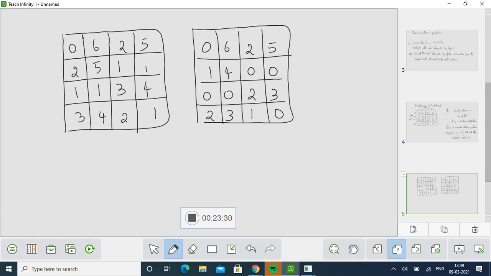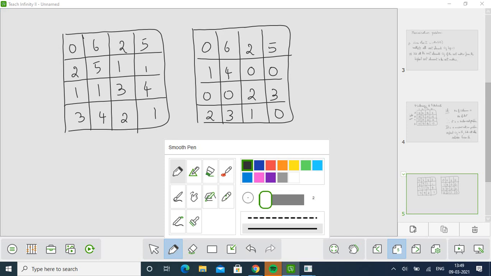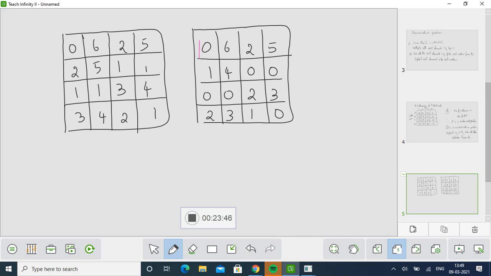Or is it resolved? Try to allocate 0 from each cell here. See, there is only one 0 here, so I choose this. There is only one 0 here, so I choose this. There is only one 0 in this column and only one 0 in this column. Therefore, we are able to allocate.